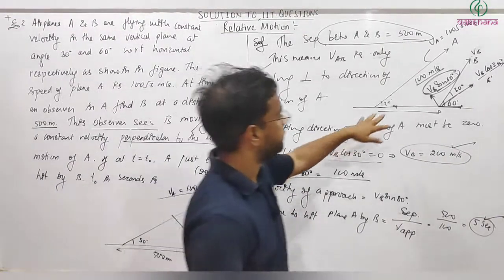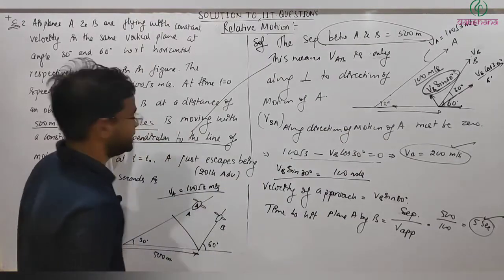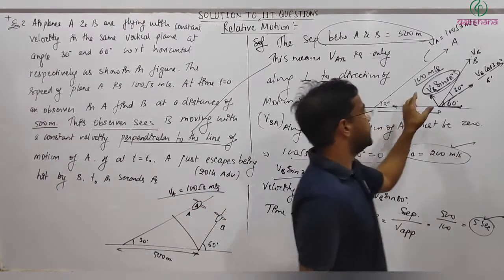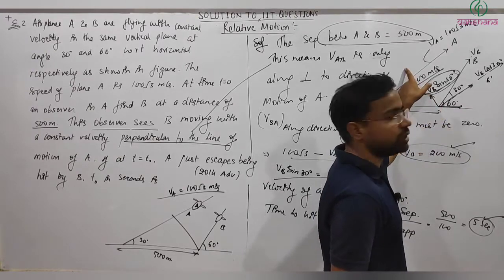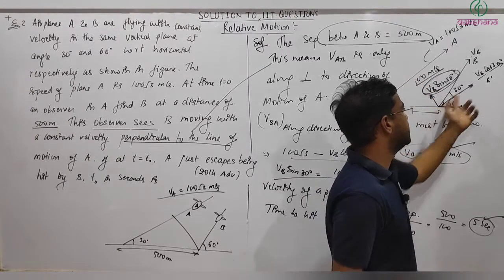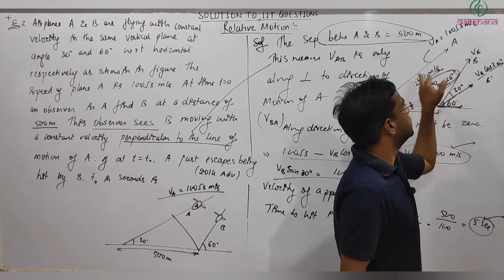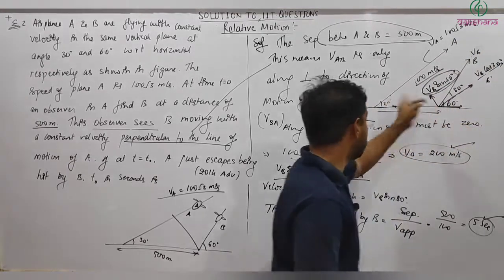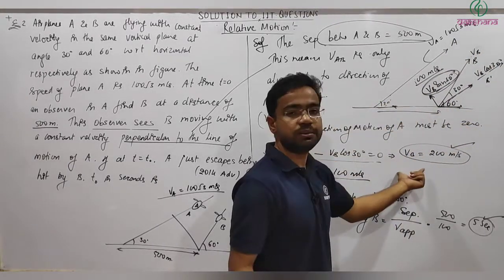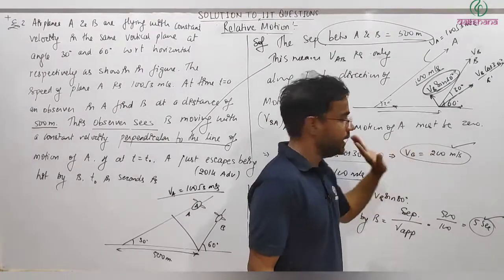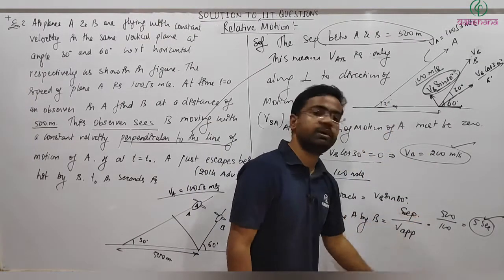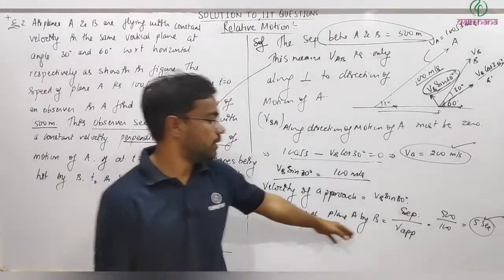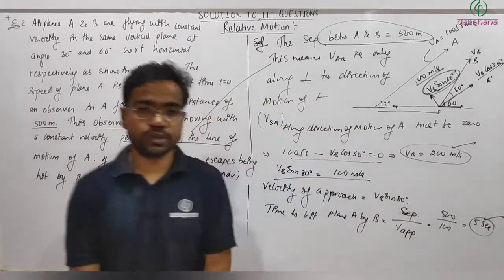The main important thing is what exactly it is saying. To an observer sitting in A, it appears that B is moving straight towards A. That is possible only when the relative velocity component along the direction of motion of A becomes 0, and that means this quantity becomes 0. From there we get this condition. Then the velocity of approach is simply this. Then the time taken is separation divided by velocity of approach. So we get 5 seconds, and this is the answer to the problem.